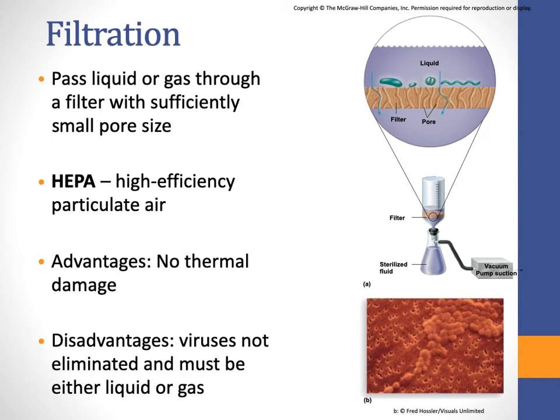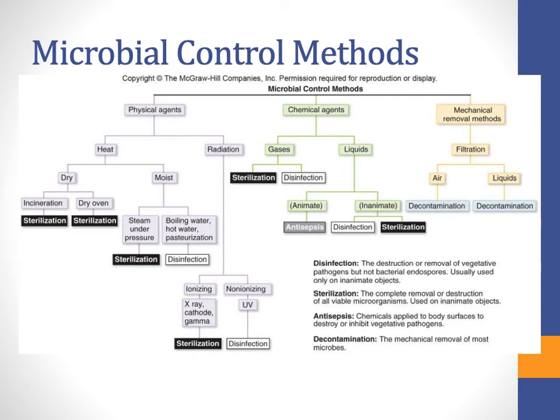Okay. Also, sometimes media fluids can't be filtered because we might actually filter out some of the larger proteins that we actually want in the media. Okay. So there's pros and cons. The pro would be that with filtration, there's no heat, so there's no risk of thermal damage. All right, so next we're going to look at the chemical agents, and we're going to focus mostly on liquids.